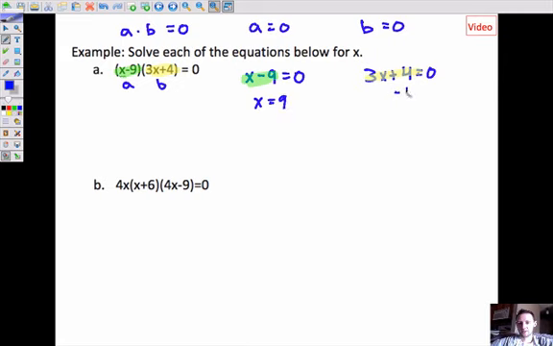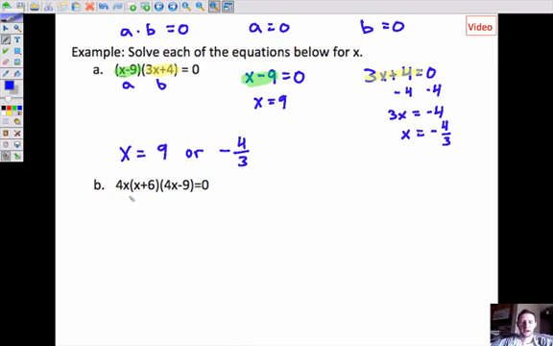Over here, we get x equals negative 4/3. So our answer to this would be: for this expression on the left side to equal 0, x has to either equal 9 or it has to equal negative 4/3. So we really have two answers.